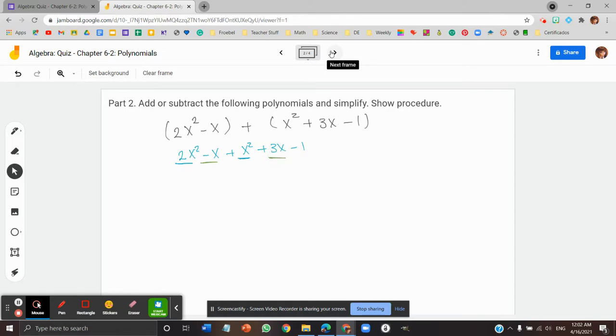Why are they like terms? Again, they share a combination of variables and exponents, for example, x to the second, or just the x. They have that same combination of variables and exponents. So let's rewrite it.